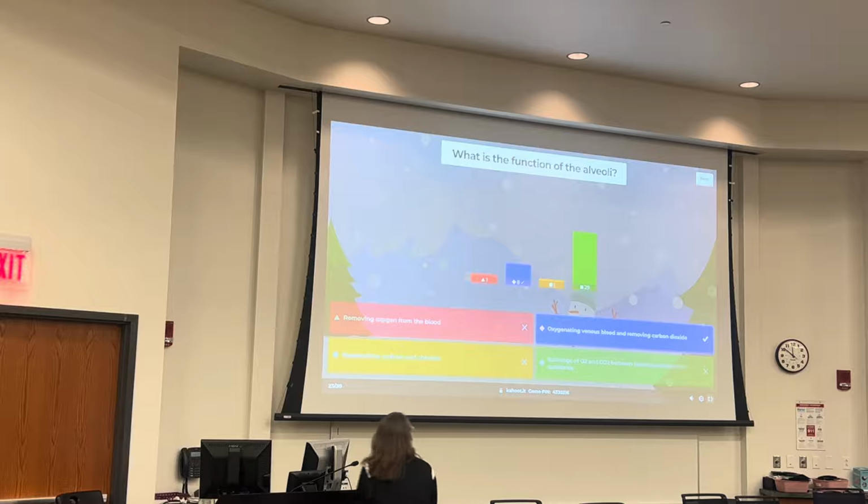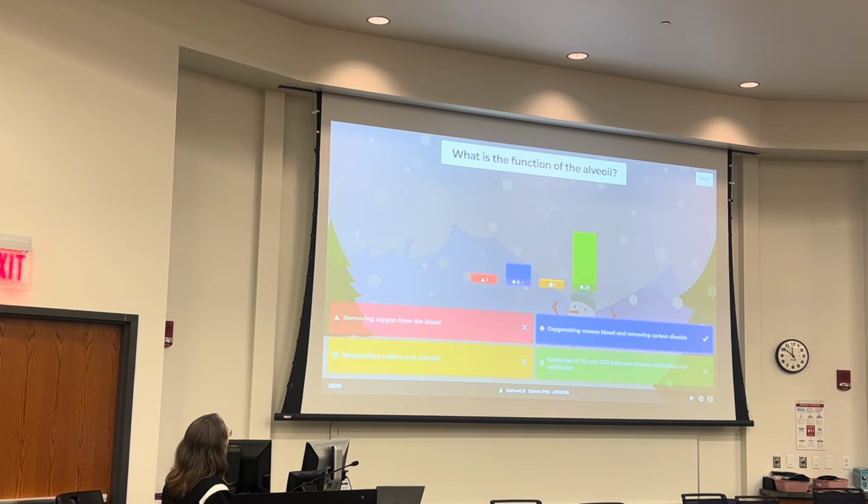But it is the blue one. The alveoli do not necessarily remove oxygen from the blood. The best answer is the blue one. Venous blood comes from our body. It enters our right atrium, goes to our right ventricle, and then it goes to our lungs. That blood that's going into our lungs, into our alveoli, is used up blood.